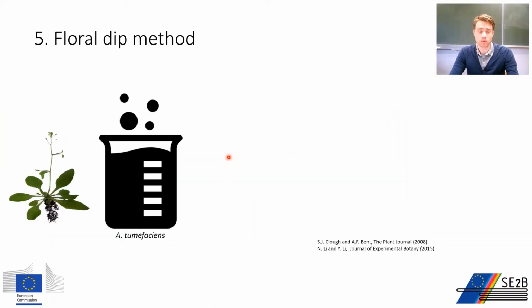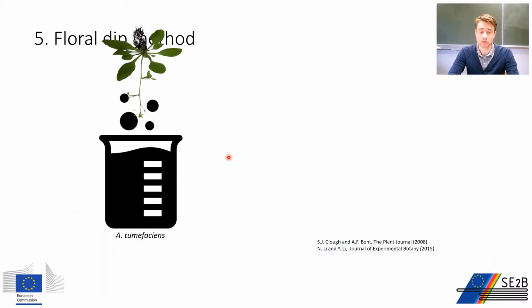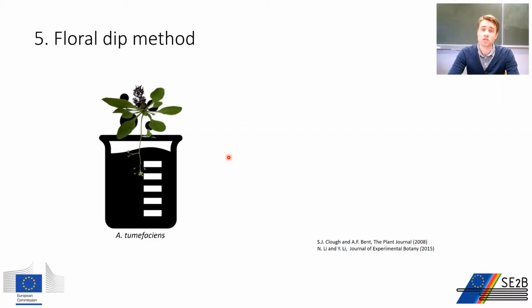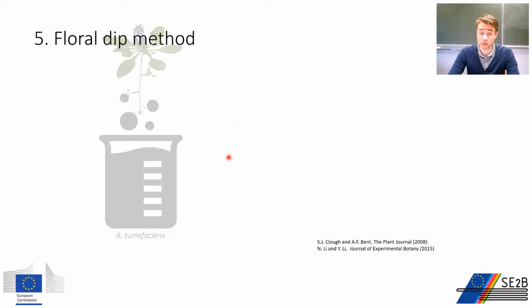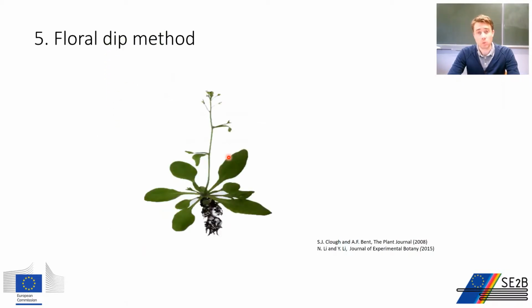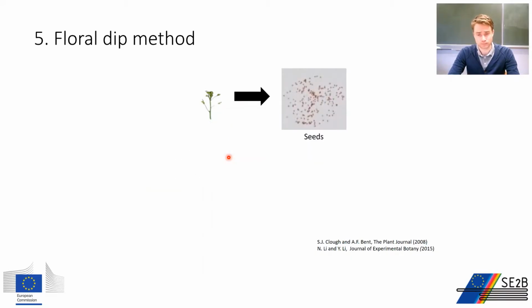And we then use the floral dip method. This is a method that is mostly used for Arabidopsis thaliana, and what we do is we take the plant and we dip it in a solution of Agrobacterium tumefaciens. Then we will let the plants grow a little bit, and later we will harvest the seeds.